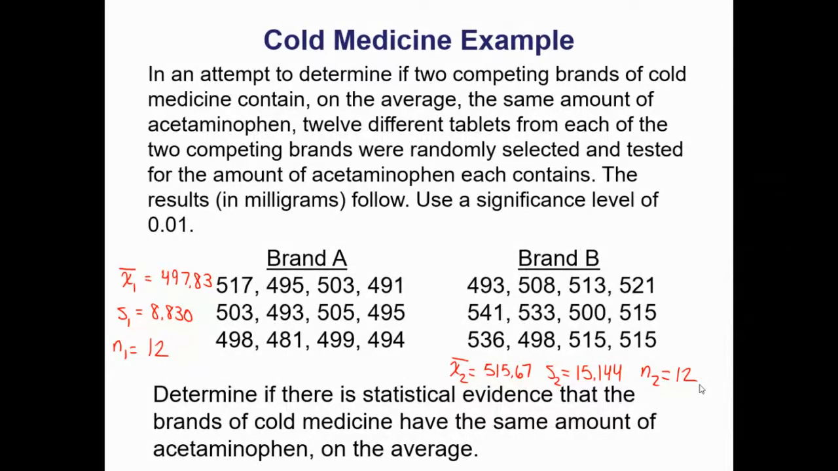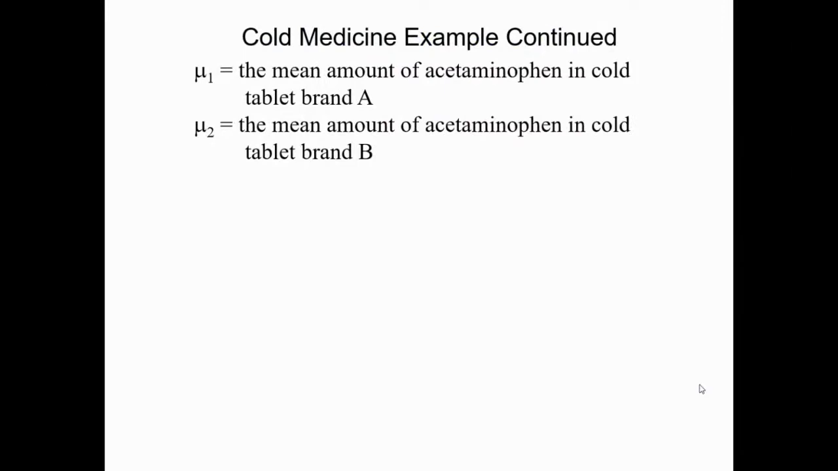I mean, we haven't even defined our hypotheses yet, but we know we're going to need these numbers, so let's just get that out of the way and go from there. Okay, can I get to the next slide? So mu1 is the mean amount of acetaminophen in cold tablet brand A, and mu2 is the mean amount of acetaminophen in cold tablet brand B.